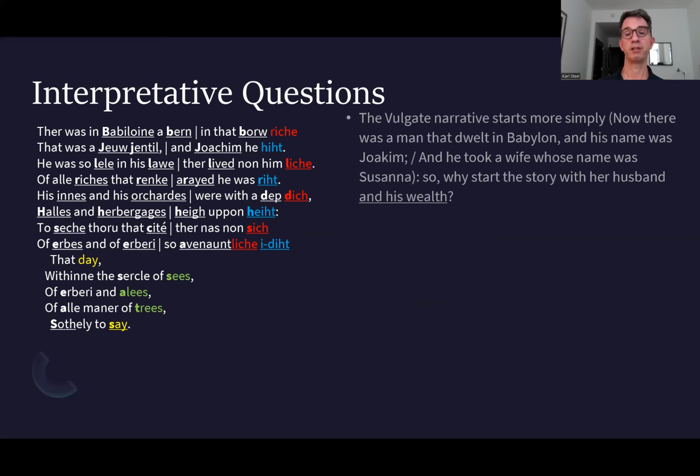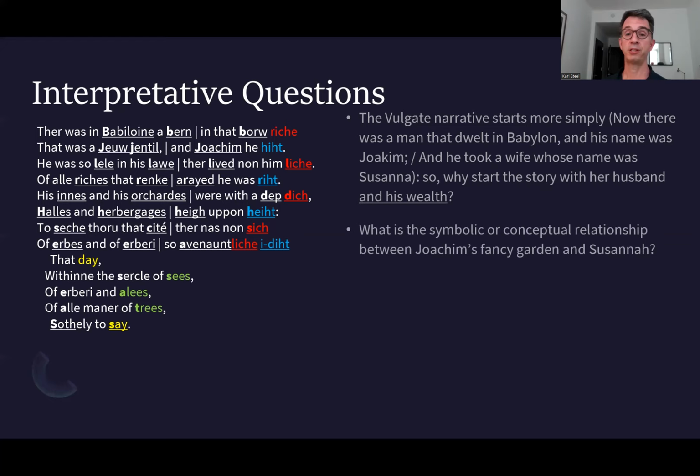Now there was a man that dwelt in Babylon. His name was Joachim, and he took a wife whose name was Susanna. And then we hear about her family. We don't hear about Susanna really until a little bit later in the poem. So this one really starts the story by emphasizing her husband and his wealth and his beautiful garden. And indeed, one of the things that distinguishes this Middle English version of the poem from other versions is the amount of attention it gives to the garden. The garden gets multiple stanzas and some of the most elaborate Middle English alliterative verse you're likely to encounter.